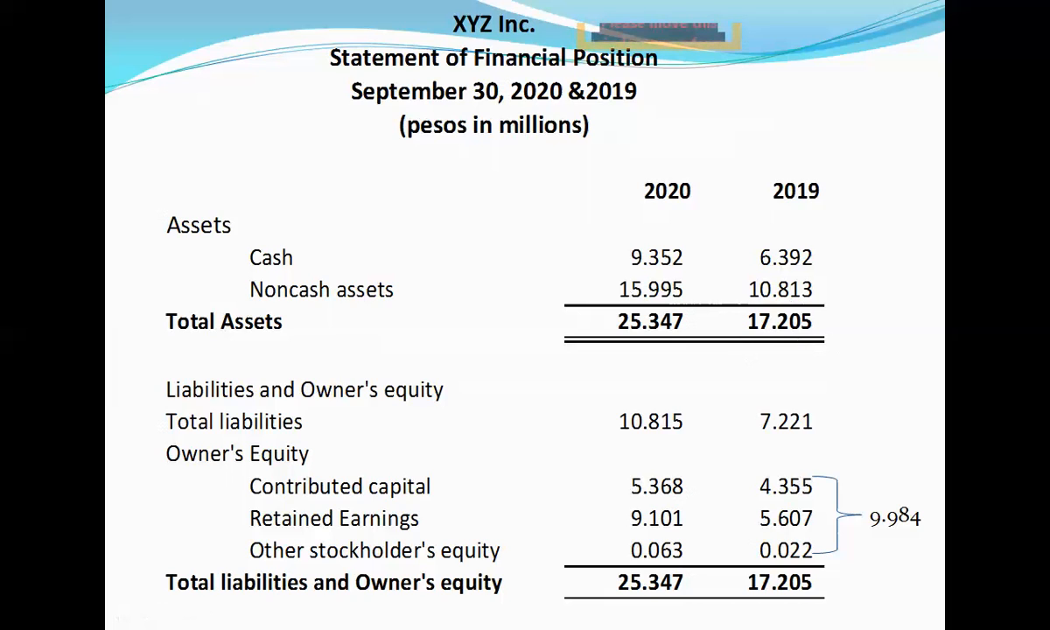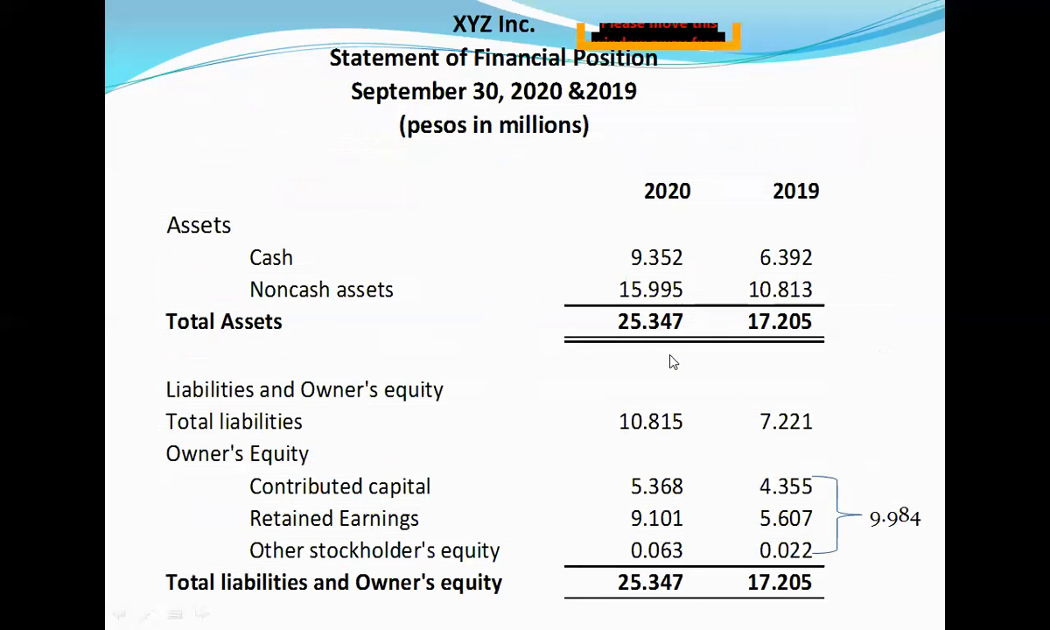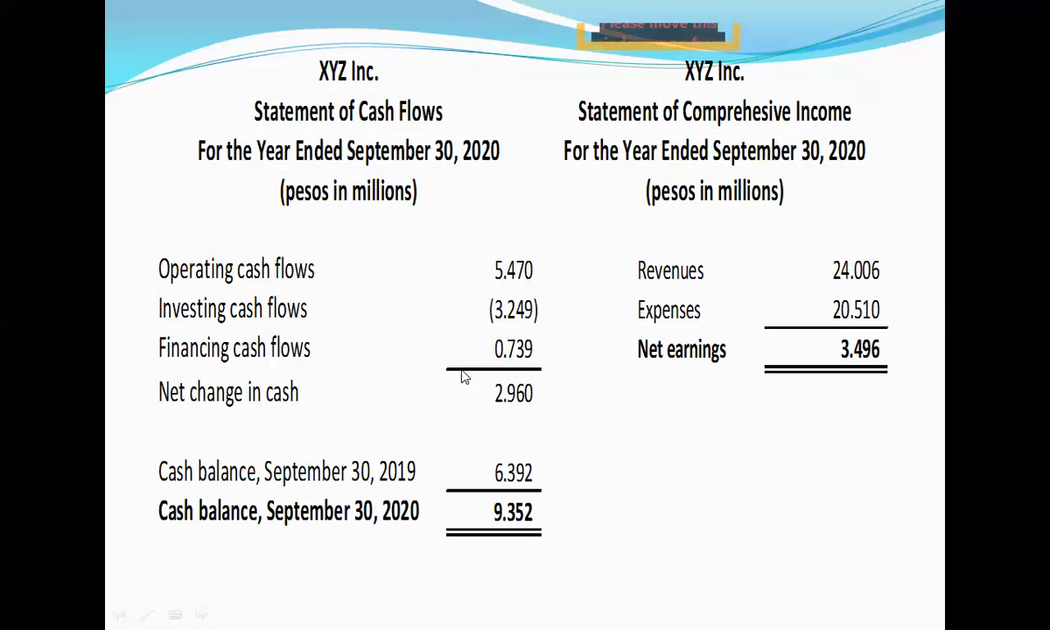Now, this figure shows the statement of financial position at the beginning and end of XYZ Incorporated. So the statement of cash flows explains how operating, investing, and financing activities increase the cash balance by 2.960 million pesos from 6.392 million pesos. So take a look at the statement of financial position. On 2019, the cash balance of the company was 6.392 million pesos. Now, by year 2020, the cash balance is 9.352 million pesos. So this is explained in the statement of cash flows.